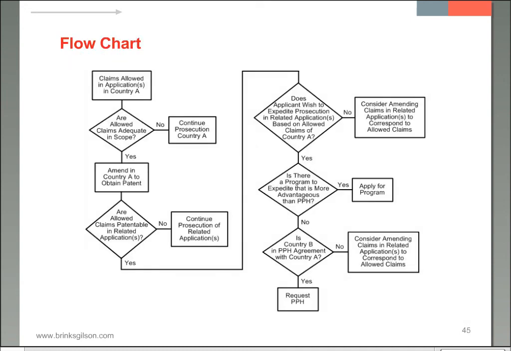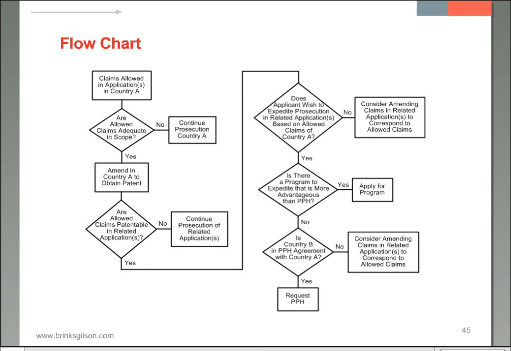Okay, well, I'm near the end of my talk. And so what I have here is a flow chart that gives you a possible decision process to determine how to use the PPH process. I'll go through the chart step by step. First, you need an application that has an allowed claim from an office action, as we've stated many times before.